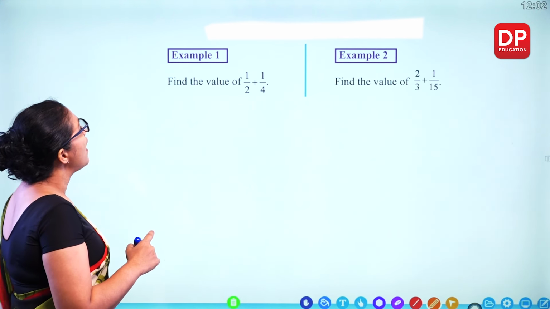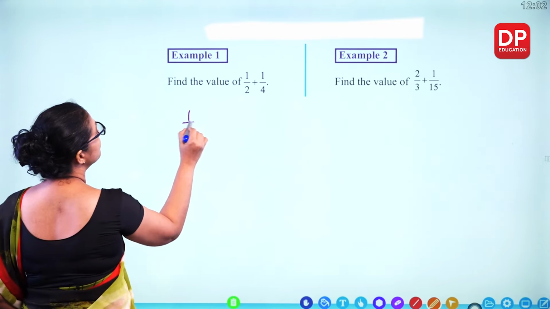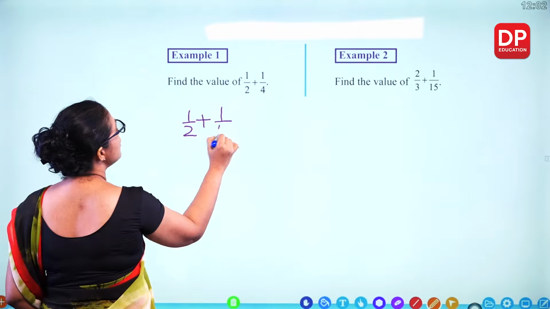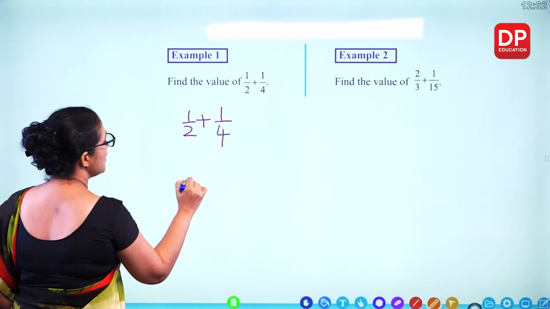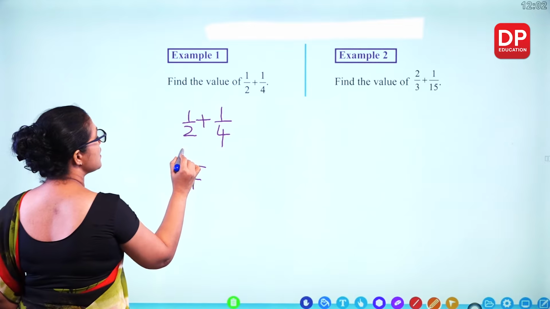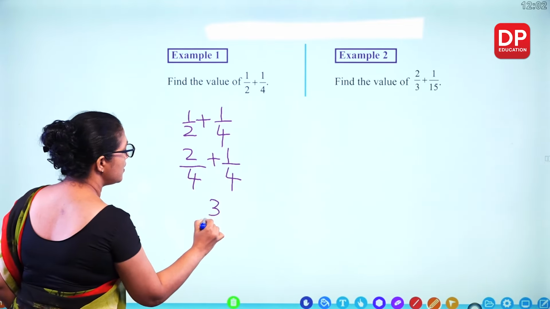So, find the value of 1/2 plus 1/4. Now what happens? The denominators are different. So, you have to convert to the same thing. So, we'll convert to 4. That means multiply by 2. Now, you can add 2 plus 1, 3.